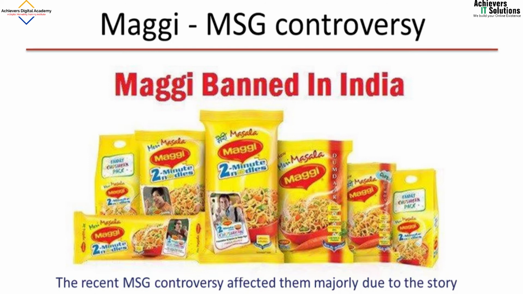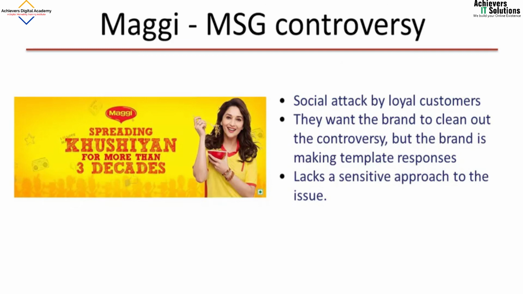Right, so we know the background. But let's look at what happened in the initial stages of the controversy. What did Maggie not do right, especially on their social media response management front, that caused this to become a much bigger crisis than it would have been had they managed it better in the initial stages? So MSG was found in Maggie noodles. There was a social attack by loyal customers.